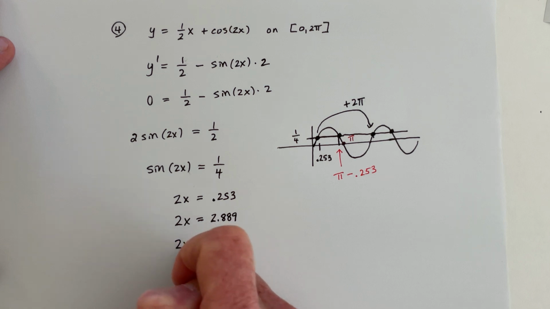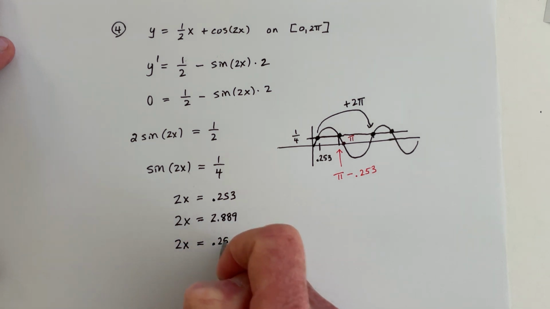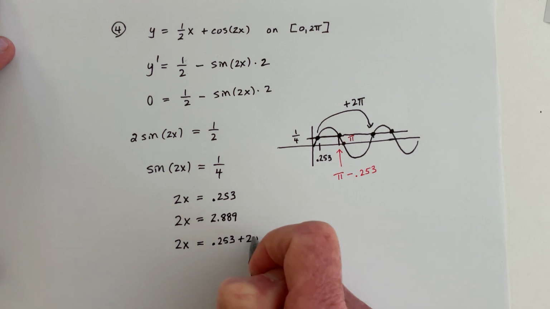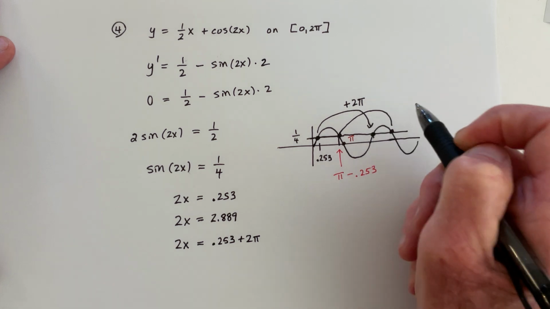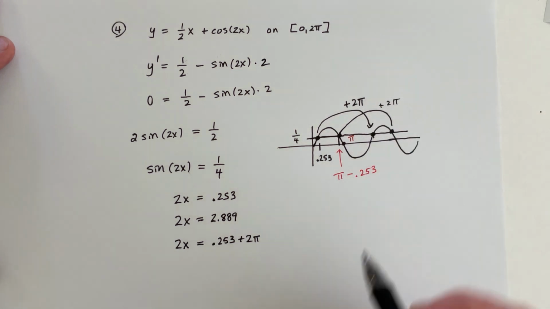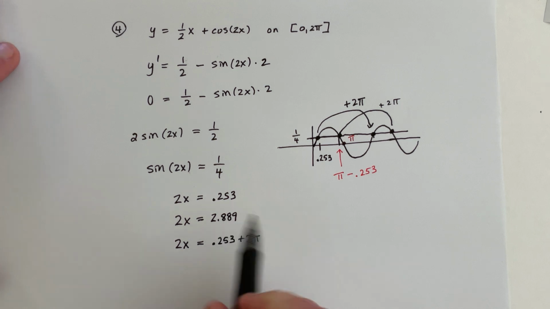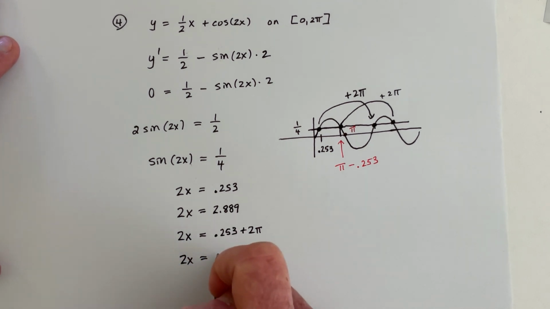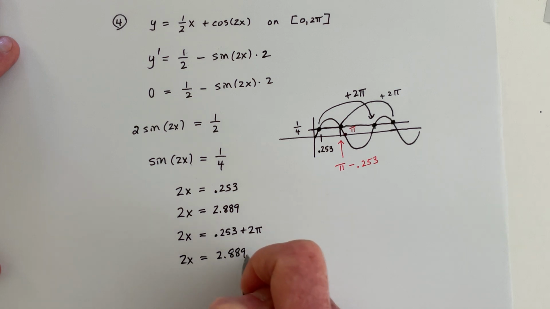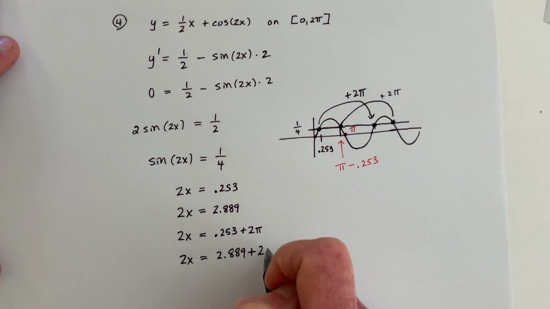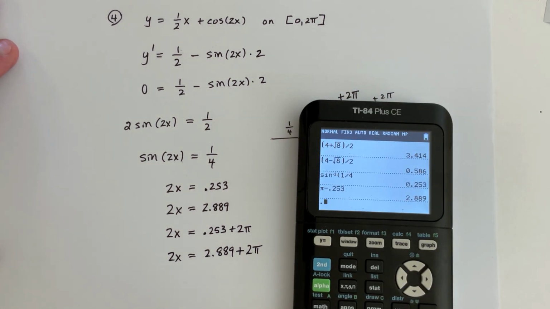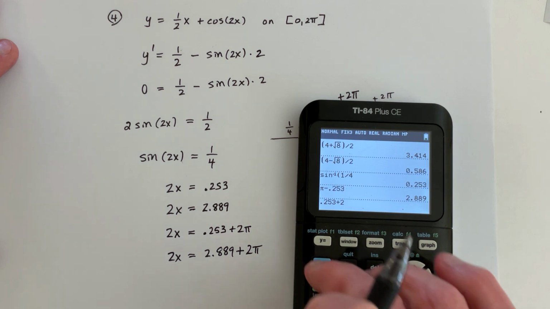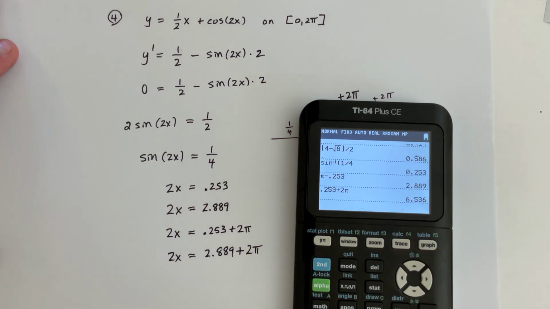So another one is 2x equals 0.253 plus 2 pi. And then to get from the second answer to the fourth answer, you also add 2 pi. So for this one, I just need to add another 2 pi: 2.889 plus another 2 pi. So 0.253 plus 2 pi, and then I also need 2.889 plus 2 pi.